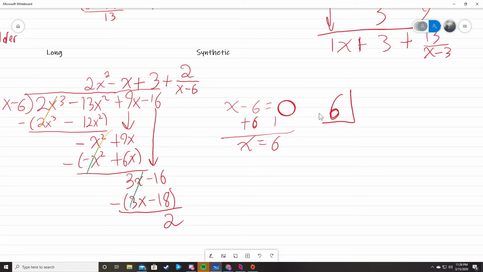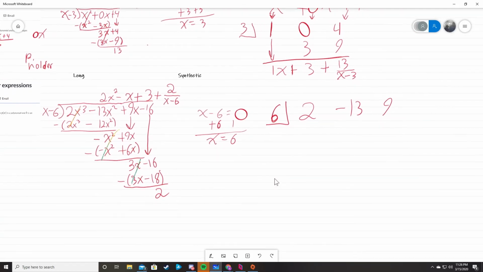Now, to the left of our 6, we're going to put all of our coefficients from our polynomial. So we got 1, 2, 3, 4 things that we're going to put next to it. So let's put all these there. We got positive 2 from our x to the third. We have negative 13 from our x squared. We got 9 from our 9x, and then we got minus 16 from our very last term. So let's put our line underneath, and we're going to see if it matches up.